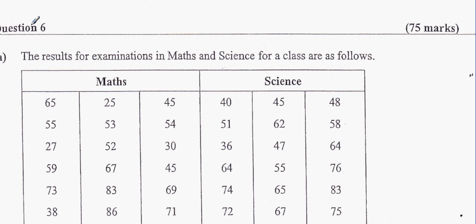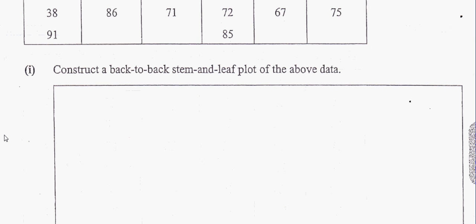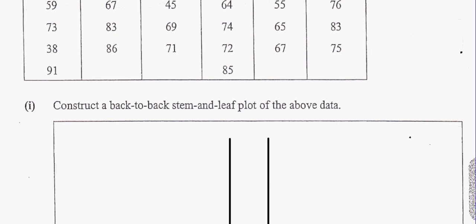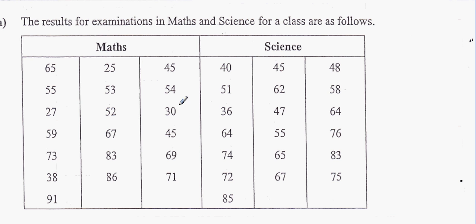Okay, now the next part. We've got to do a back-to-back stem and leaf plot for the above data, for maths and science. So what we're going to do is draw 2 big lines here. You've got to measure the lowest values and the highest values. The lowest, 27 is what's popping up at me. No, 25 is lower. So 25 is the lowest.